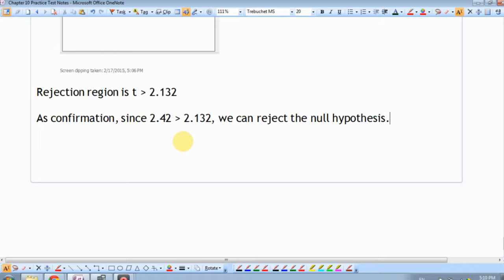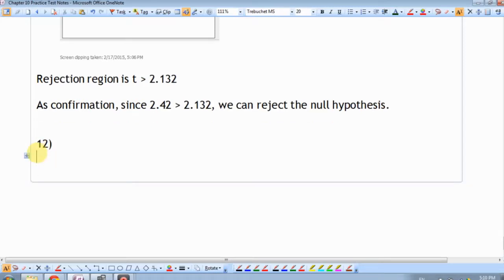Last one, 12. They're giving us everything here to figure out. Actually, 12 is pretty much just like 11. Let's go through the 1, 2, and 3s.